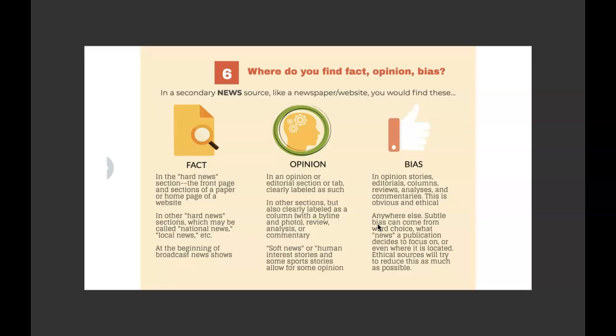Anywhere else too, you would find bias. Subtle bias can come from word choice, what news a publication decides to focus on, or even where it is located. Ethical sources will try to reduce this as much as possible.